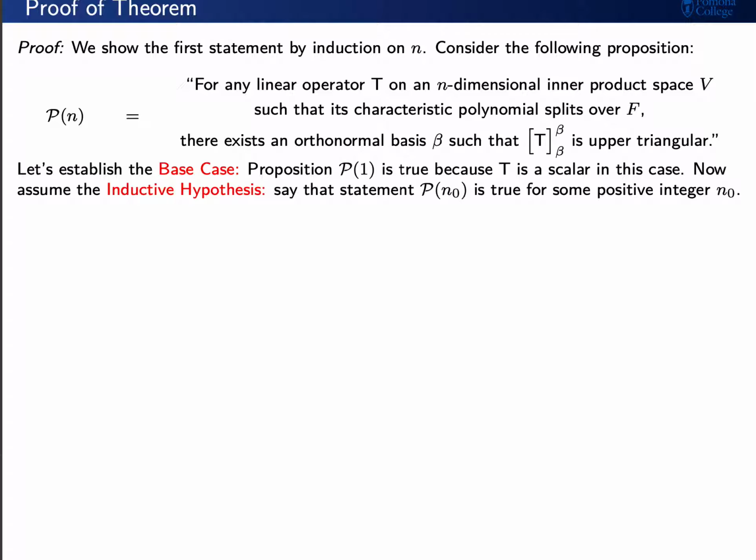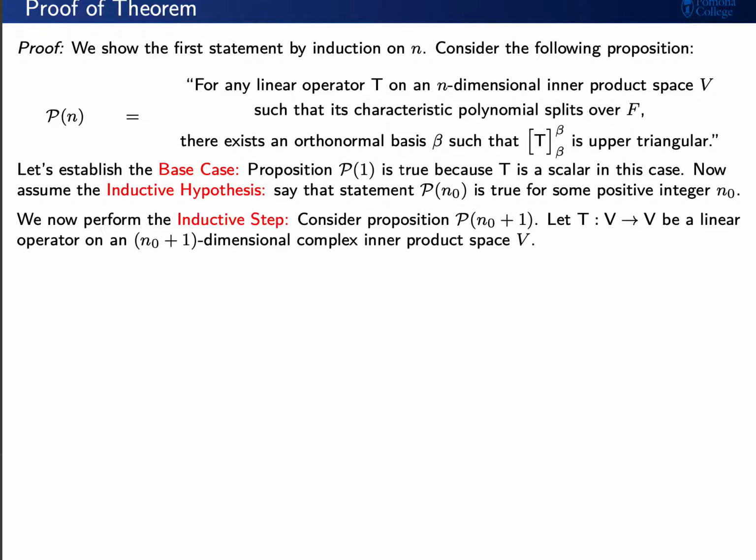Let's now assume the inductive hypothesis. That is, let's say that proposition P of n0 is true for some positive integer n0. We'll now perform the inductive step. So let's consider proposition P of n0 plus 1. To this end, let T be a linear transformation from V to V on a vector space of dimension n0 plus 1.